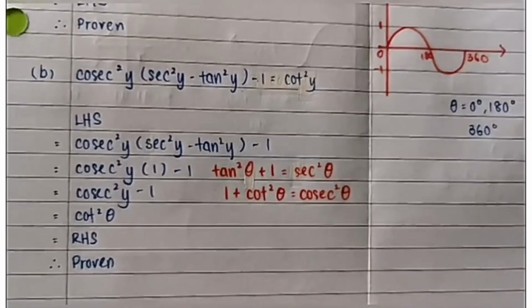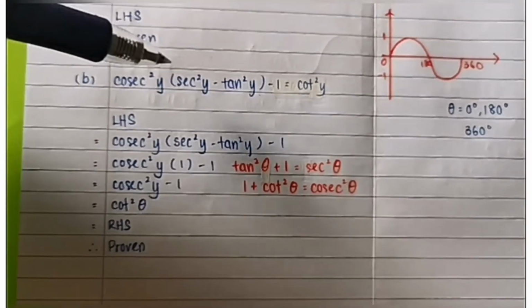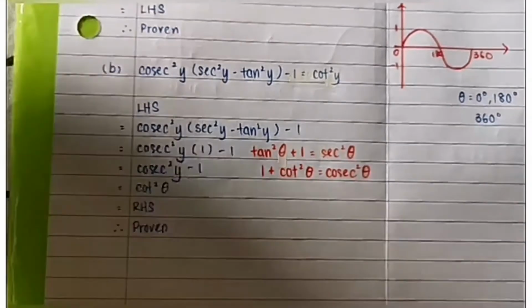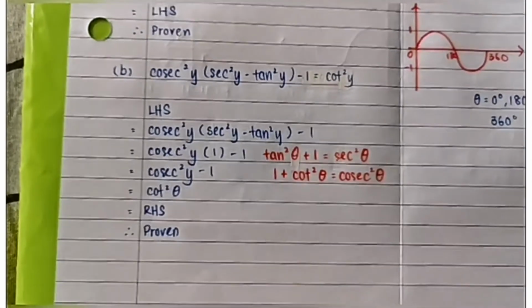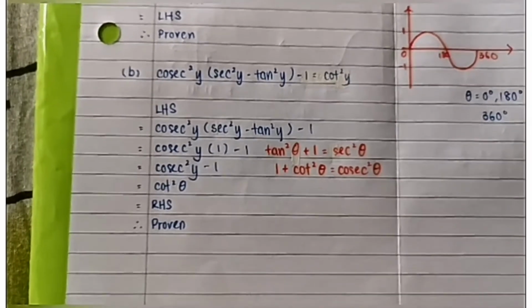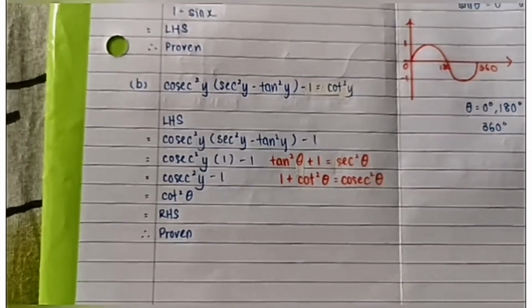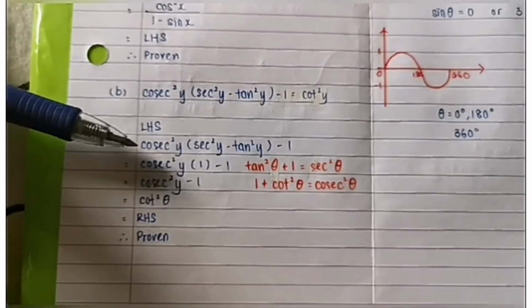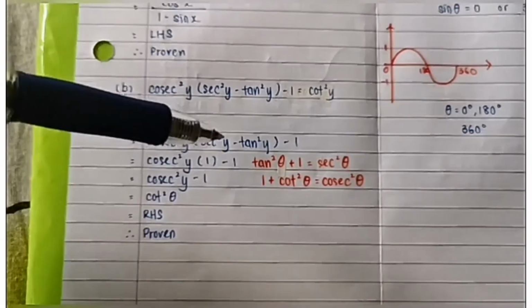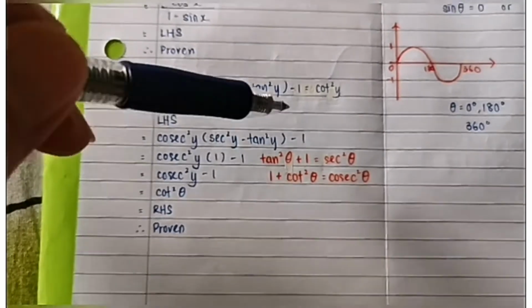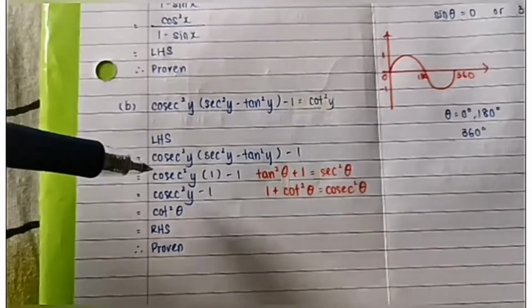Okay, what about this? Cosec square y, bracket, secant square y minus tangent square y minus 1, equals cotangent square y. So x and y are the same, so you just take it as one unknown. So I start from the left hand side. Cosec square y, bracket, secant square y minus tangent square y minus 1. You see I will always copy this down again.